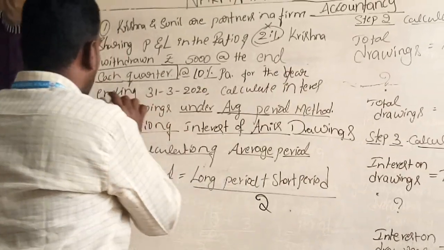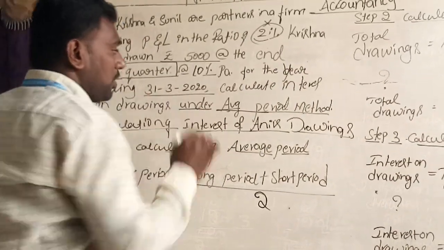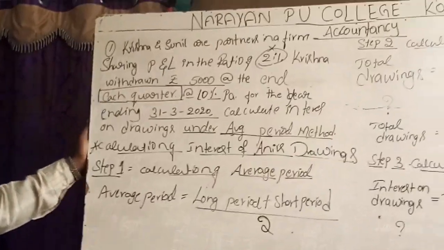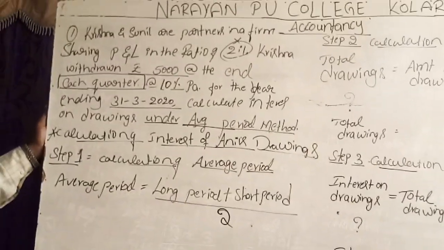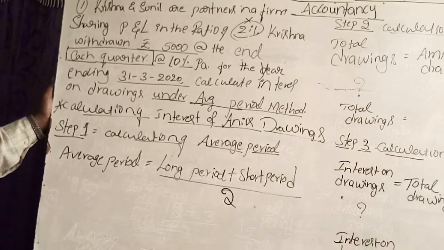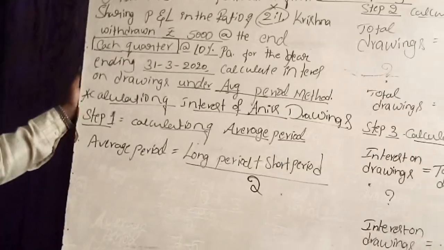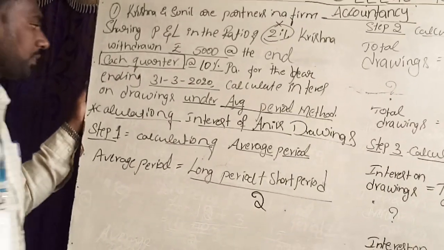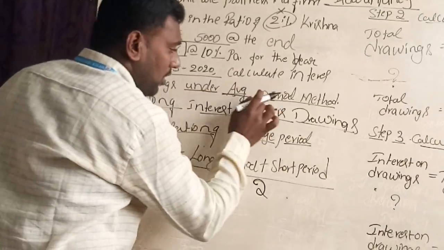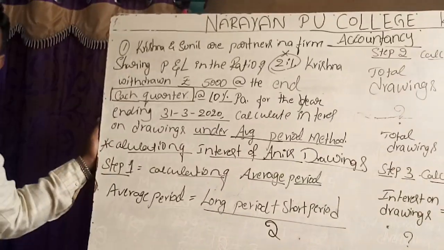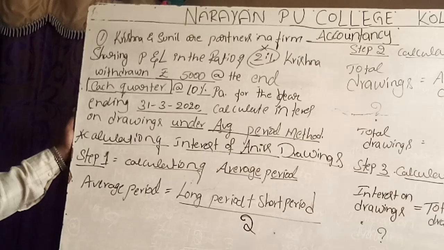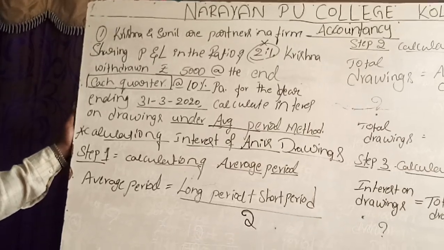For the year ending 31st March 2020, the financial year will be closed on 31st March 2020. Therefore, we can assume the year begins on 1/4/2019 only. Calculate interest on drawings under average period method. So this is the question. Here also, for average period we have to consider 3 steps.